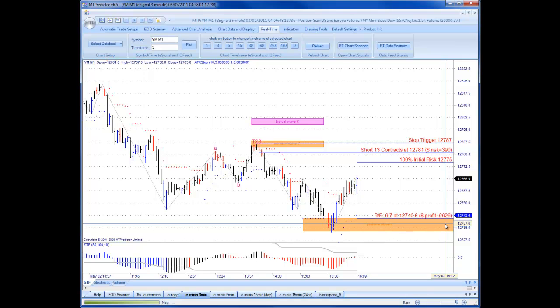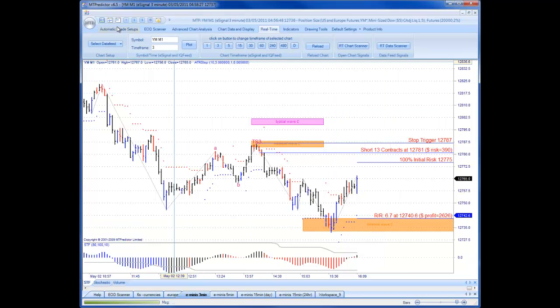And in fact, this was a perfect example of a standard MTPredictor trade setup, where the setup arrived on the correct STF direction. In this case it was black. We then came down here and managed the trade, coming out at the first target because the STF was weak. So a perfect standard and automatic MTPredictor trade setup with a great result of plus 6.7 R profit.